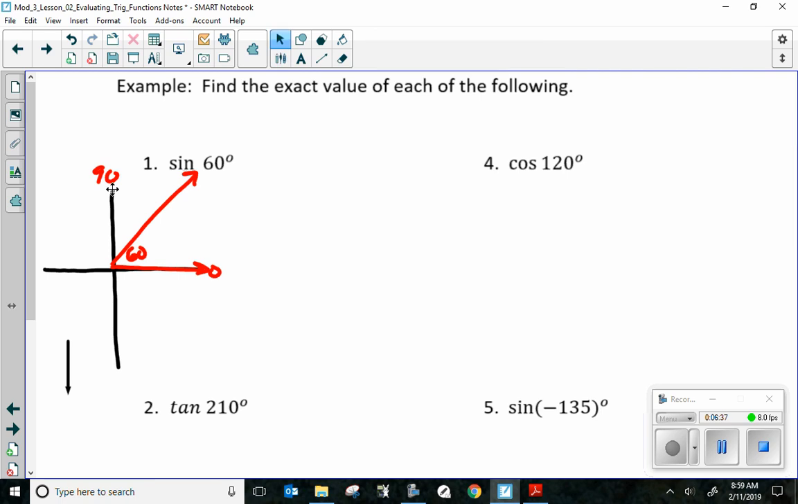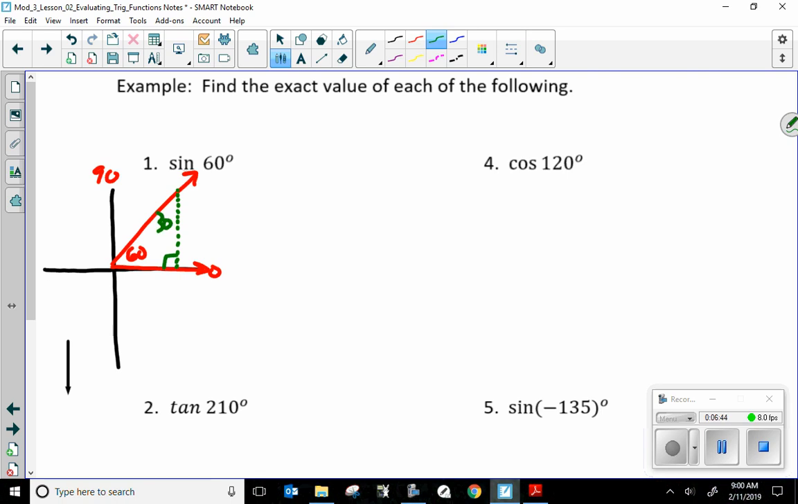Now, I'm going to draw a triangle. Just draw a straight line down. If this is 90 degrees, don't I now have a 30, 60, 90 triangle? I do, and that's why it's important to remember the sides. It is 1, radical 3, and 2. So, the sine of 60.